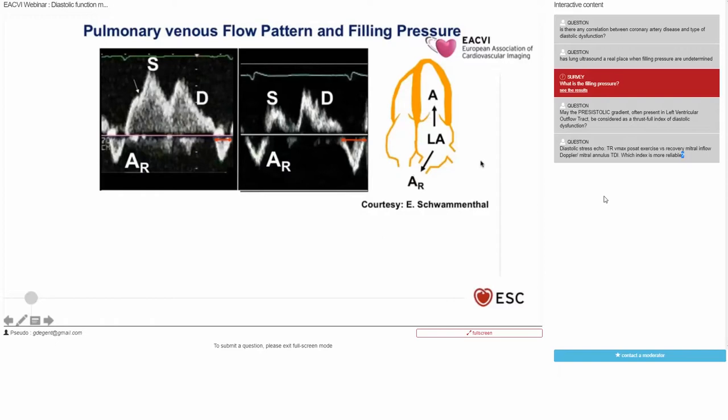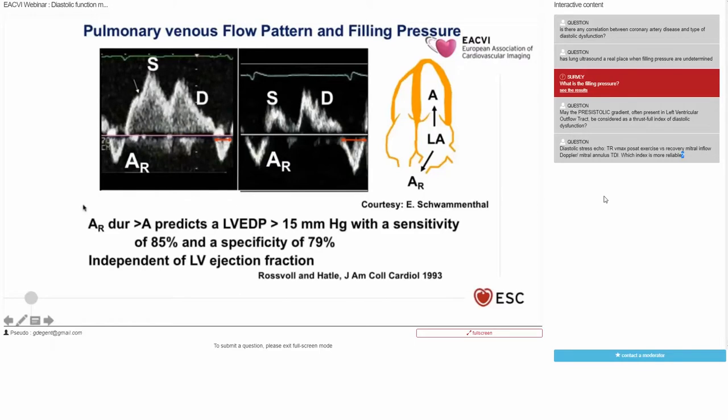And the principle on which this is based is that when the left atrium contracts at the end of diastole, it can propel blood either forward in the ventricle or backwards into the pulmonary vein, and it will do so depending on the level of pressure in the ventricle. So the higher the pressure in the ventricle, the more prominent the AR wave at the pulmonary vein flow. This is the principle. So whenever you have an AR duration which is higher than the mitral A, this predicts an increased LVEDP with a good accuracy. Importantly, this is a method that is independent of LV ejection fraction, and it is also age-independent.